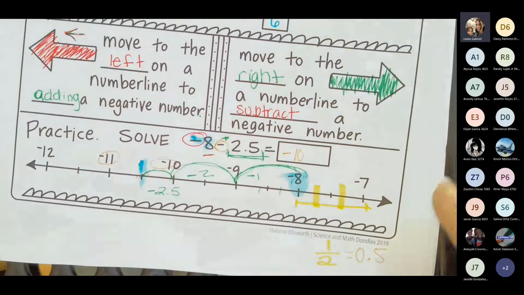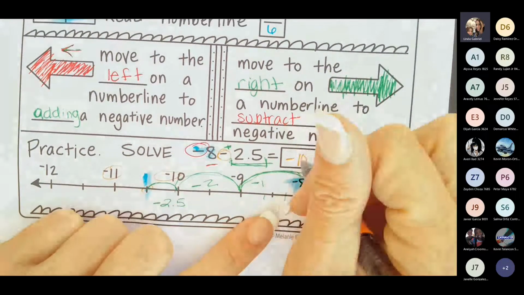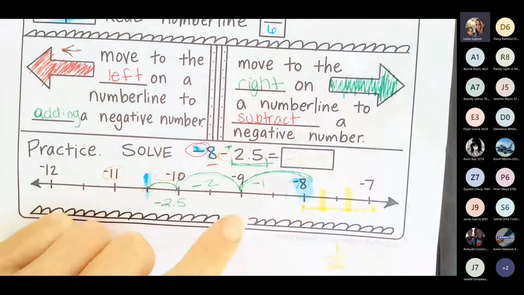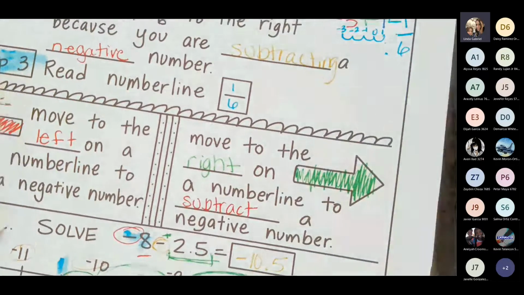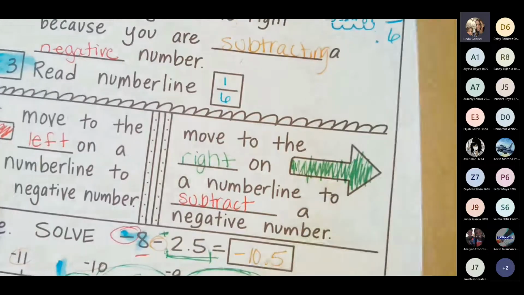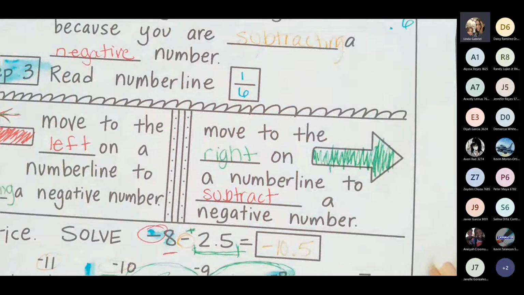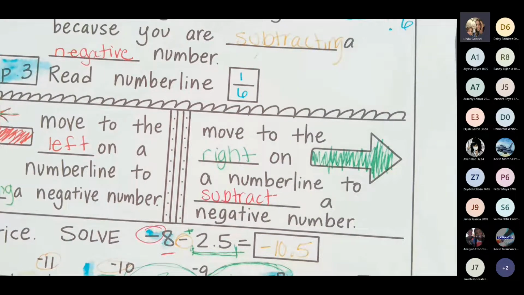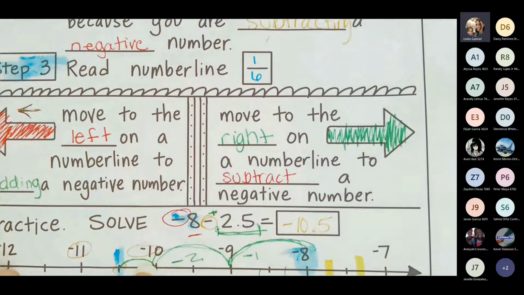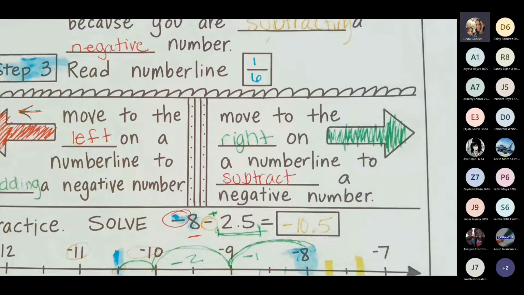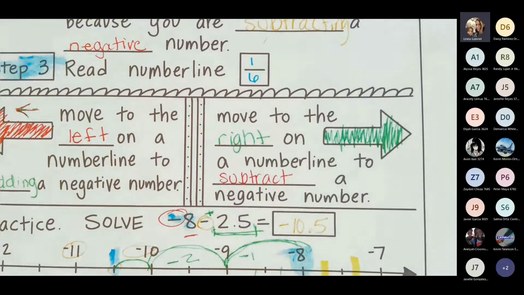Okay, so a half is equal to 0.5. So I have negative 10.5. Because I added a positive number. Meaning my negative value increased because I was adding to its value, right? It became more negative. Does that make sense to everybody? At least a little bit?